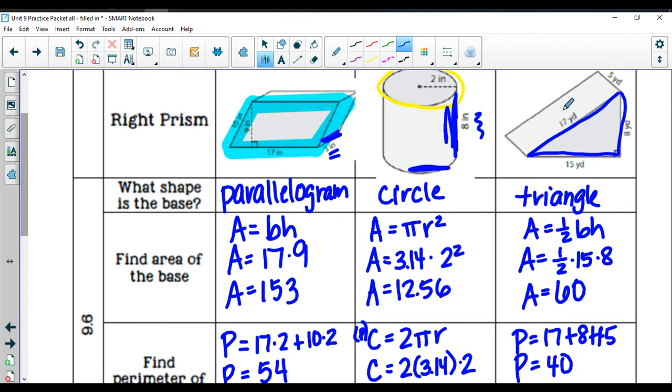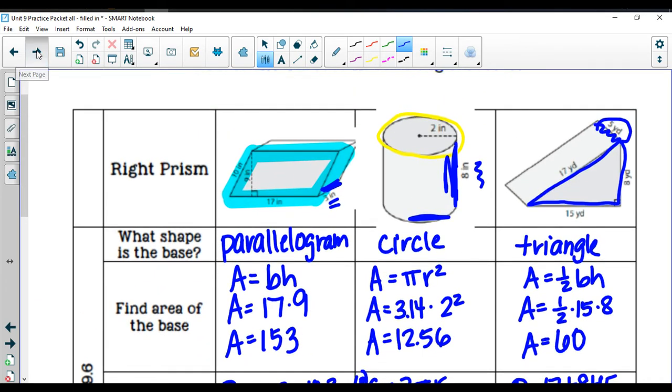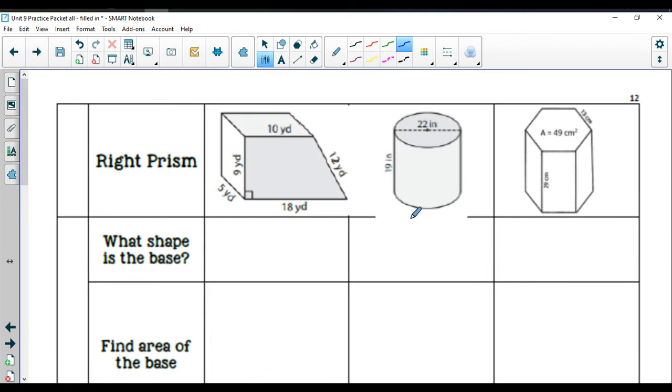The W is what connects them. So if I have a triangle on the front, a triangle on the back, what's connecting them together? It just so happens to be this 5. So my W is equal to 5. So that's the first step for the first page here for lesson 9.6. On page 12, we're going to do the same thing on the backside here.